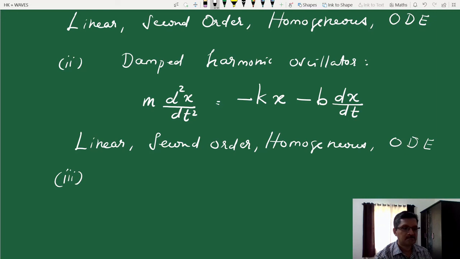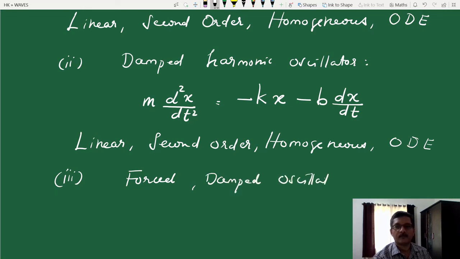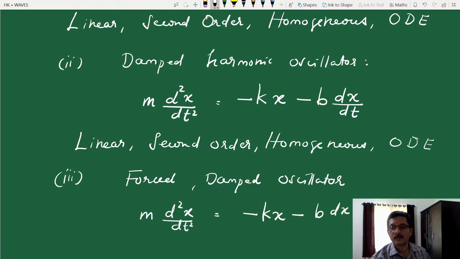Okay. So a forced damped oscillator. A forced oscillator, that means an oscillator driven by some external force, and there is also damping force. So how do you write the differential equation? Mass into acceleration is equal to, what are the different forces here? Of course, restoring force is there, damping force is there. In addition, a driving force is also there.